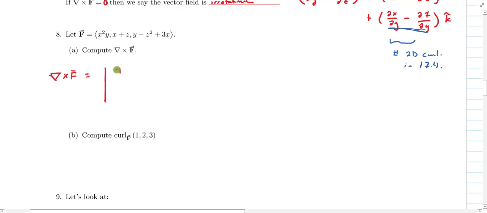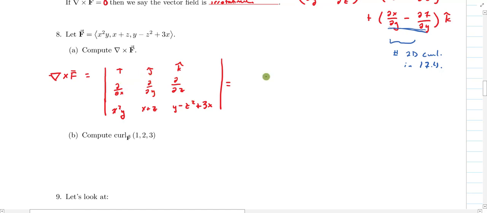So we'll do i, j, k, partial, partial x, partial, partial y, partial, partial z, and then we'll put in our component functions. So there's our x squared y, our x plus z, and our y minus z squared plus 3x. And we'll go ahead and compute this cross product. So I'm not going to write the minor submatrices. I'll just go ahead and do the computation.